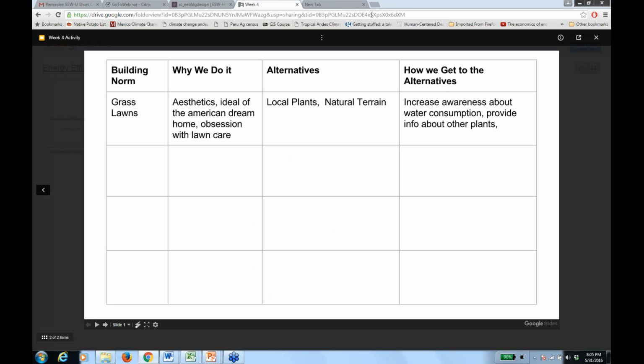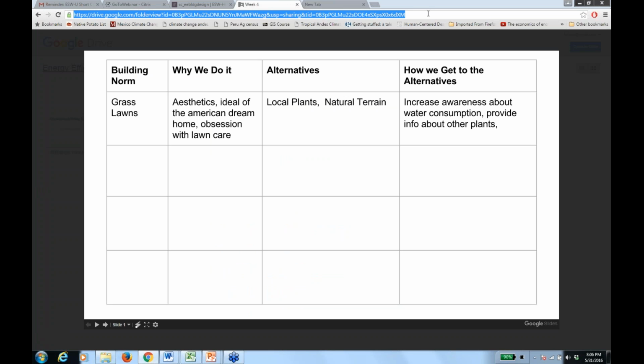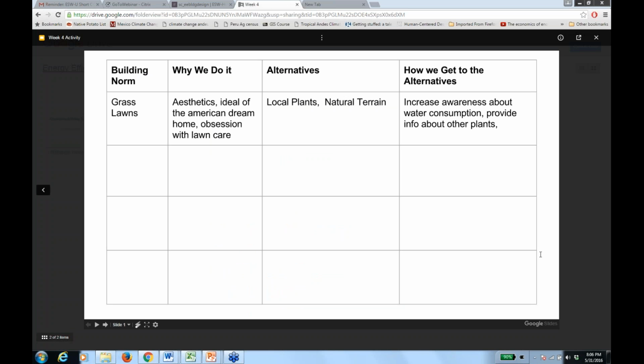I'm getting a question of where we are supposed to write this down. You can either write it down on your own and hang on to it for later, or if you want, I made a sheet for us in the Google Drive for when we talk about this a little later. Just do the first two columns for now. What is this building norm, and why is it that we do it? And then at the end of the class, we're going to talk about the alternatives and how we get to those alternatives.